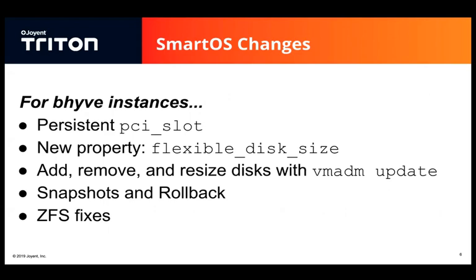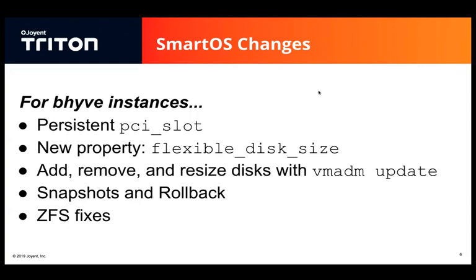So the SmartOS changes include persistent PCI slot. We have a new property, flexible disk size. We're able to add, remove, resize disk with vmadm update. We're also able to use vmadm for snapshots and rollback. And there's also a variety of ZFS fixes. I'll demo each of these.